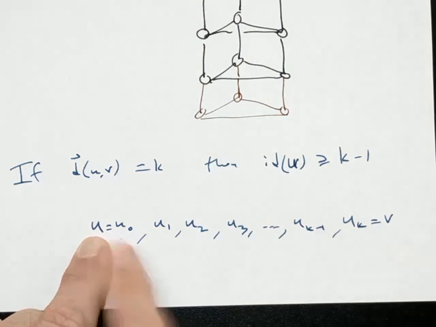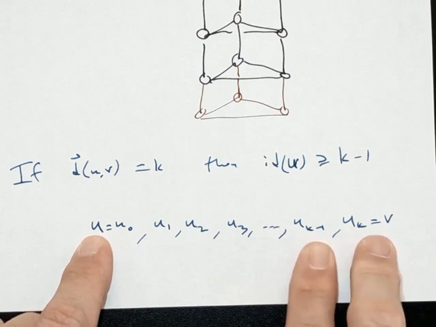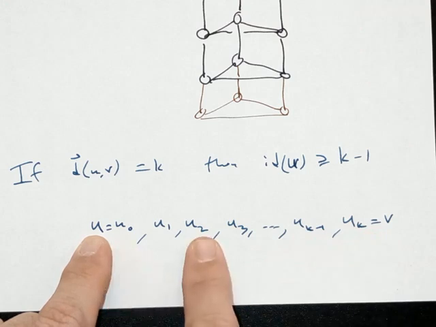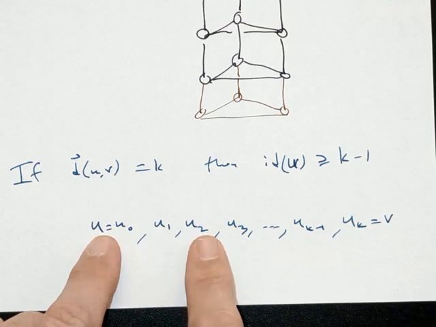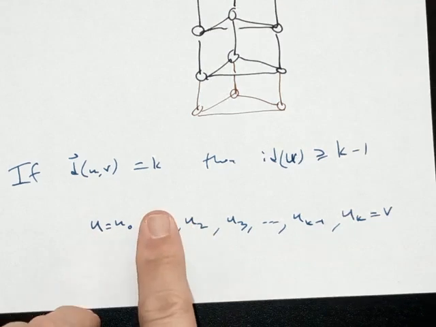Can't be an arc from u to u_{k-1}. Sorry, an arc, a single arc. If I did, then I'd have a path of length 2. There can't be an arc from u to u2, because if I did, then I could avoid going to u1 and I'd have a shorter path, wouldn't I?